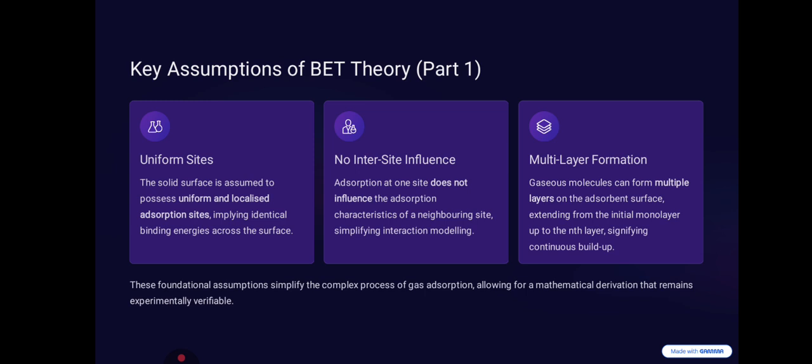Then multi-layer formation. Gaseous molecules can form multiple layers on the adsorbent surface, extending from the initial monolayer up to the nth layer, signifying continuous buildup.